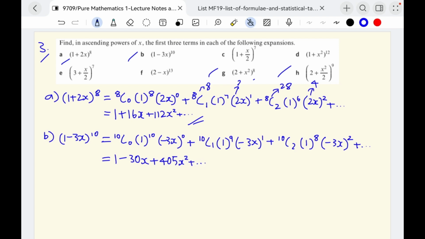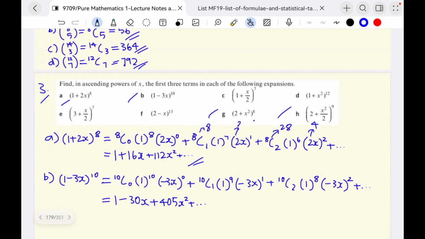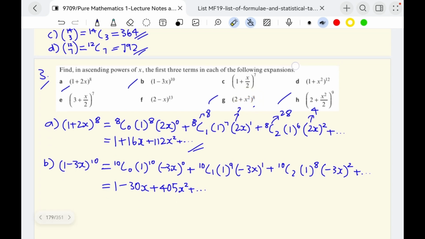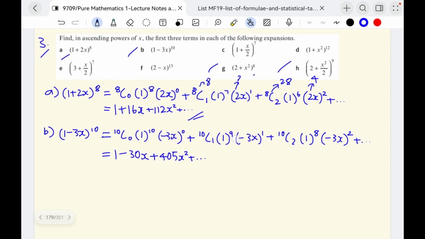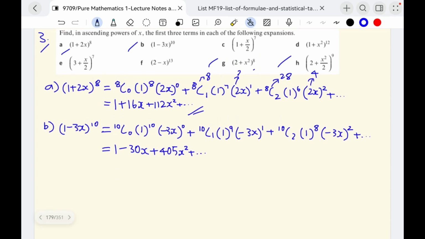Generally the terms inside only have at most x to the degree of 1. But sometimes it gives us x squared. So you have to be careful. What is the degree inside? You need to know what its highest degree is for this expansion. So be aware of it to avoid any careless mistake.